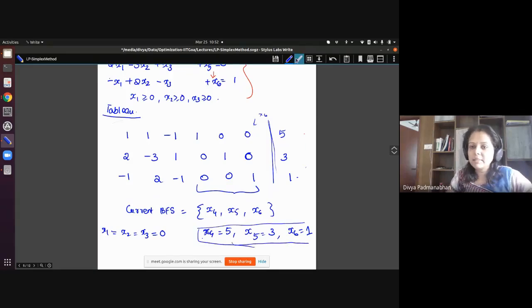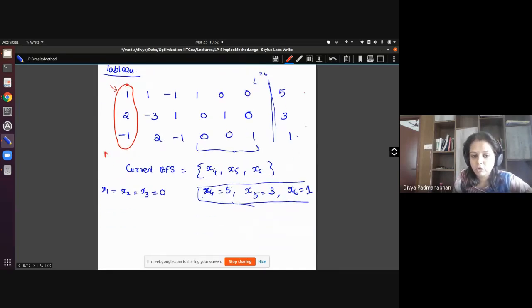Now I'm telling you that I'm going to bring in this. Somehow I did some computation. I will explain this later. But suppose I decided that this is the new one which was going to come in. So this is the new entering vector, basic vector.